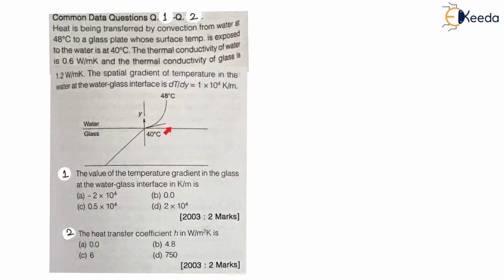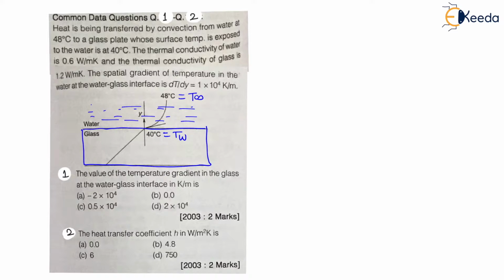Now here you can see this is a glass. Let us say this will be the glass surface, right? Between this glass surface and the surrounding fluid, there is water on this glass surface. The surface temperature of this glass is 40 degrees Celsius and water temperature is 48 degrees Celsius. Let us say the water temperature is the fluid temperature T infinity, and the glass temperature, Tg, is the surface temperature or wall temperature, T wall.